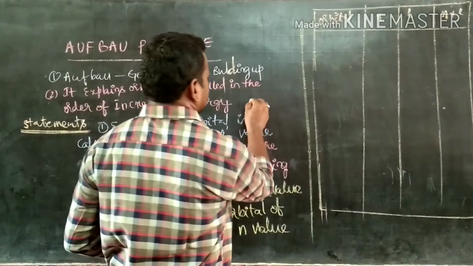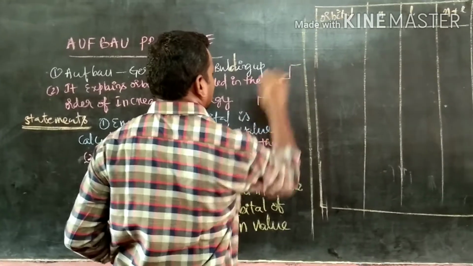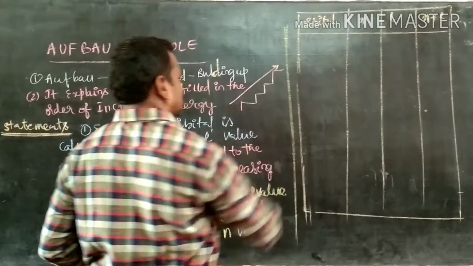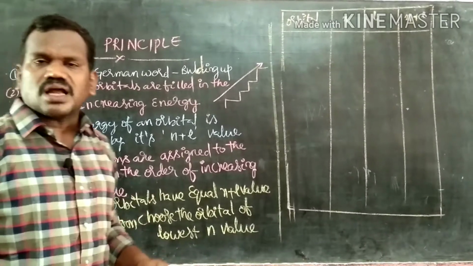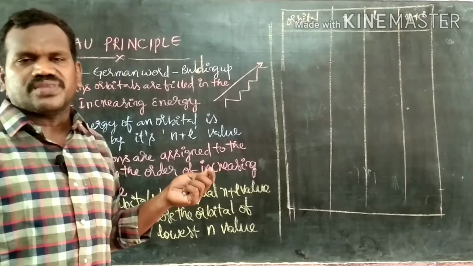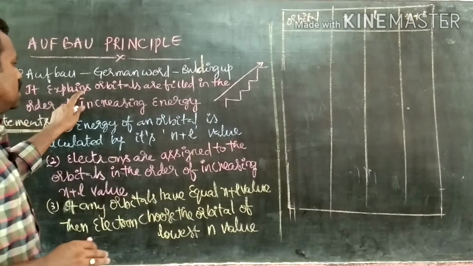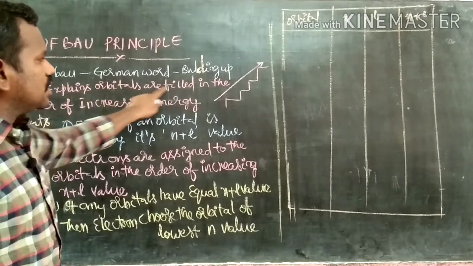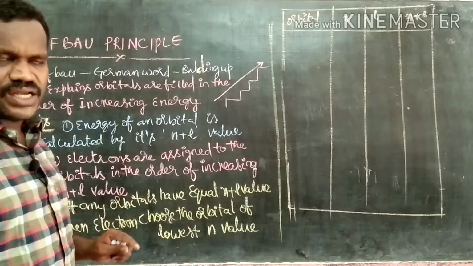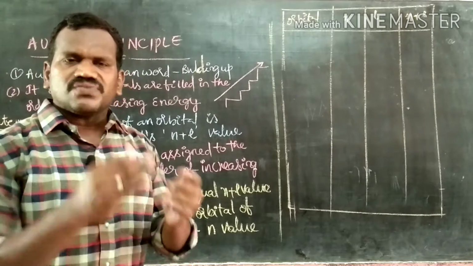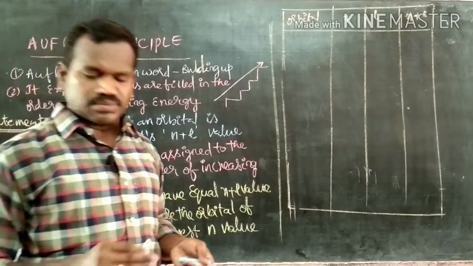Just as stairs are there, one by one, step by step, with increasing energies, like that only orbitals are also arranged in the order of their increasing energy. It explains that orbitals are filled in the order of increasing energy. That means, first of all, we should come to know how to calculate the energy of those orbitals.